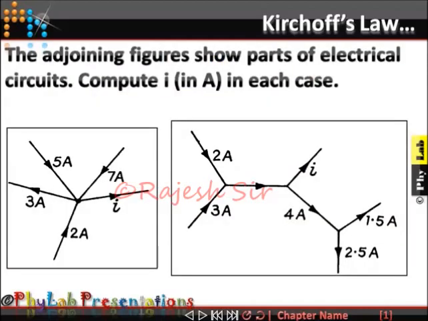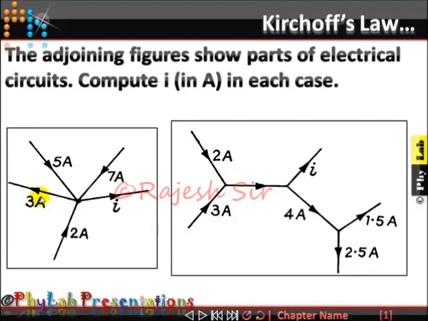Here you can see one question that I have given you to find out the current I given in each mesh. Now if you notice here, I have got 5 ampere current reaching this node, 7 ampere current reaching the same node, and 2 ampere current also reaching the same node. So the incoming current at the node happens to be 7 plus 2 is 9, and 5 makes 14, while the outgoing current from the node is I plus 3.